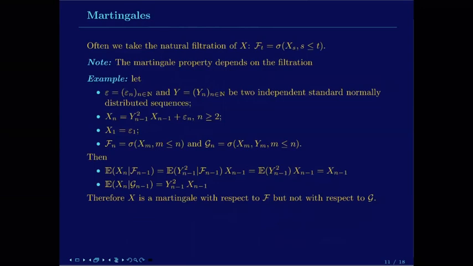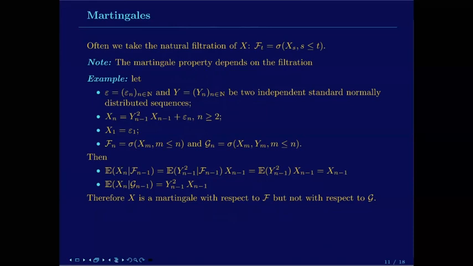So we very often consider the natural filtration for a stochastic process, but the definition is more general, that we can take any filtration, provided of course that our martingale is adapted to this filtration. It is important to note that the martingale property depends on the filtration. And as an example, let's look at the following case.